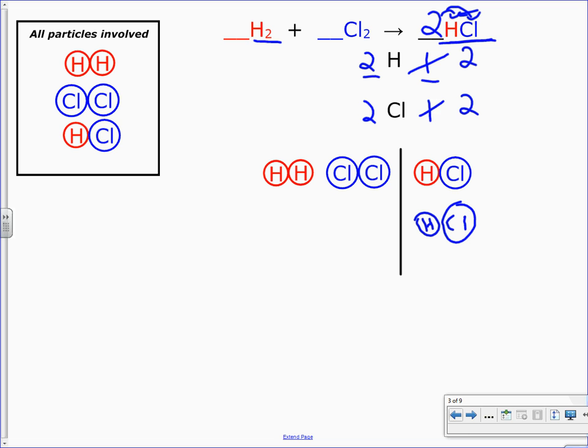So we look at our equation, and the final step you should be doing in any of these problems is that final check yourself before you wreck yourself step, in which you look and see I have 2 hydrogens on the left, and now I have 2 hydrogens on the right. So hydrogens are good, and I have 2 Cl's on the left, 2 Cl's on the right, so the chlorines are good.